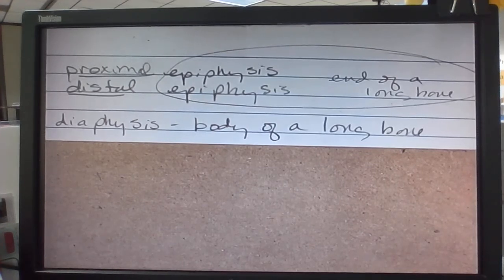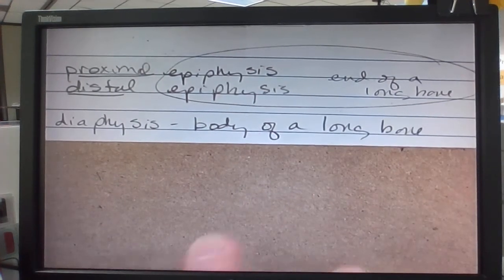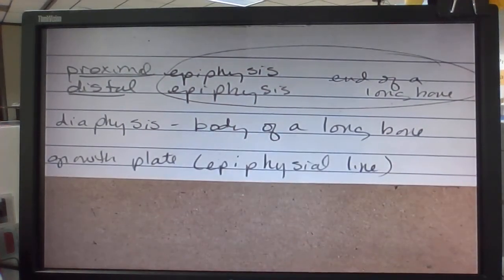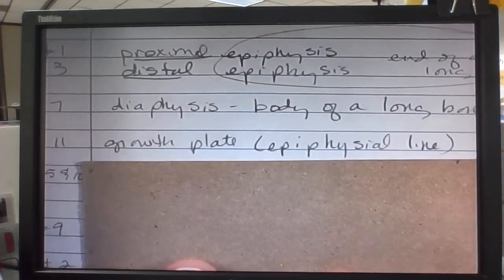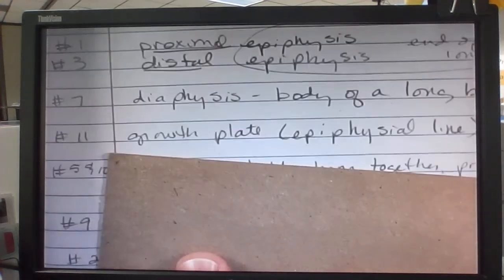Okay, so that's the body, the shaft, the middle part of the bone. Number 11 is the growth plate, the epiphyseal line. Guess I need to scorch that.